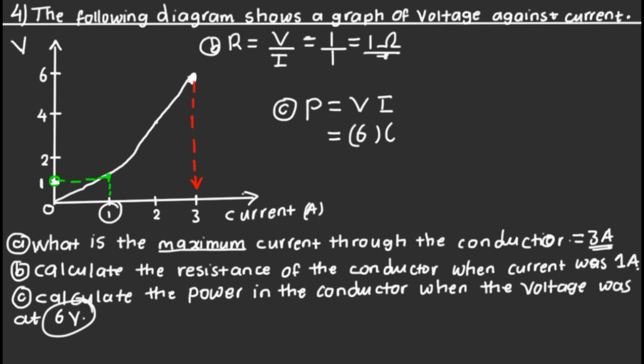So let's look at where our 6 volts is. 6 volts is at this point. If I draw a line parallel to the x-axis, I reach the curve here. Then if I go down, the current is 3. So when voltage is 6, current is 3. If we multiply the two, we get 18. The unit for power is watts. So as you can see, it is simple.